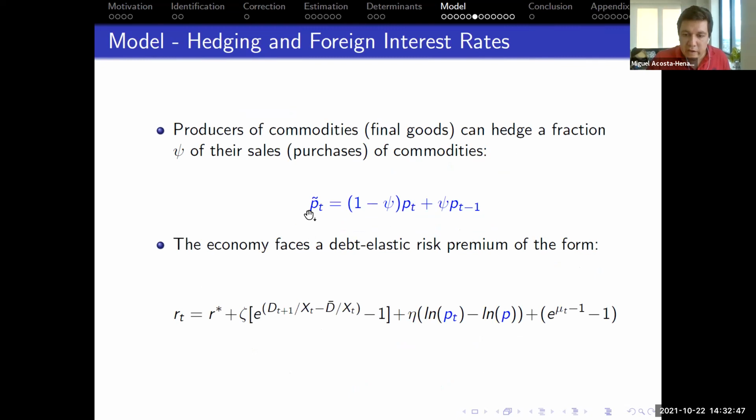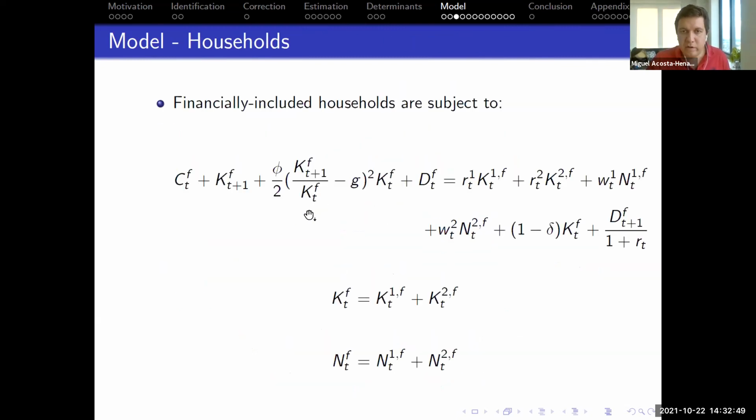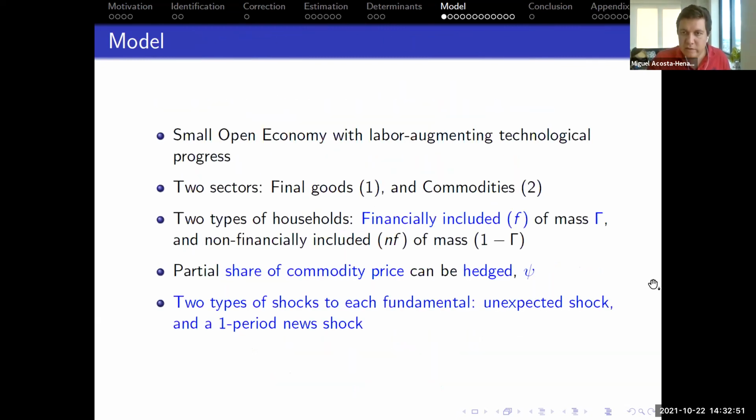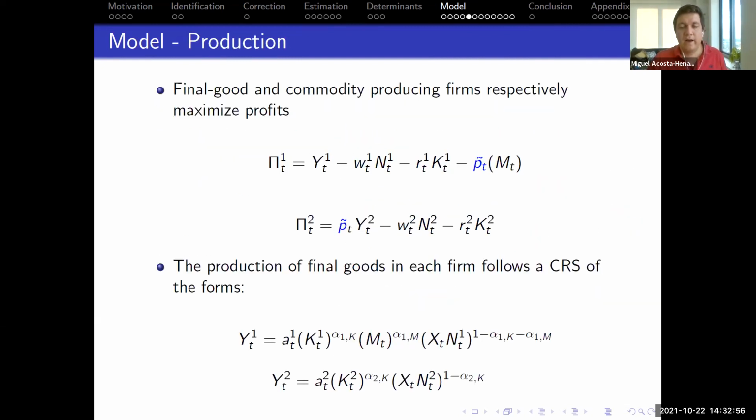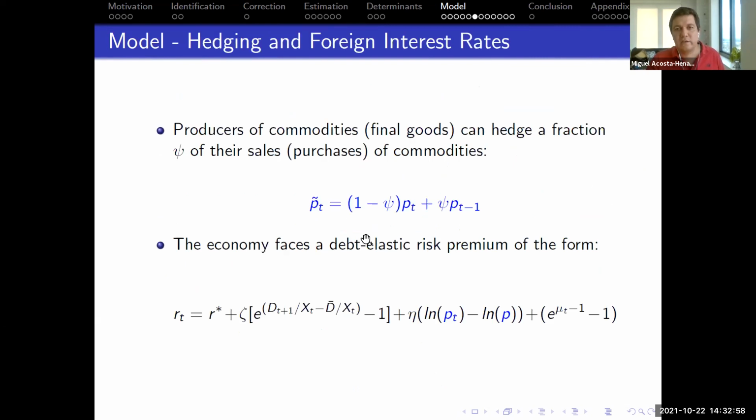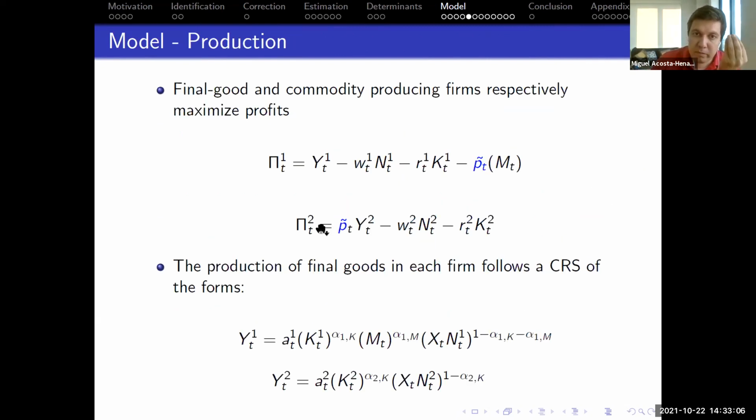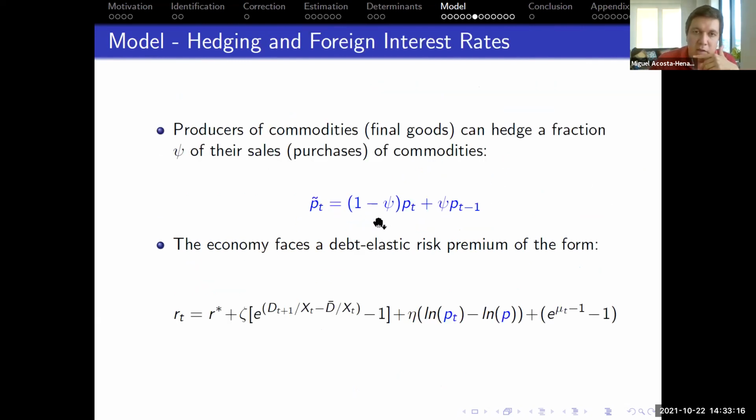The things I'm highlighting in blue are the important parameters of the model. One is gamma, the mass of financially included households. Two is P tilde, which matters because this is the price of commodities that the firm faces. Which firm? Both firms, the one that produces it and the one that consumes it. Obviously, the gap between the usage of commodities and the production of them is going to be exported.